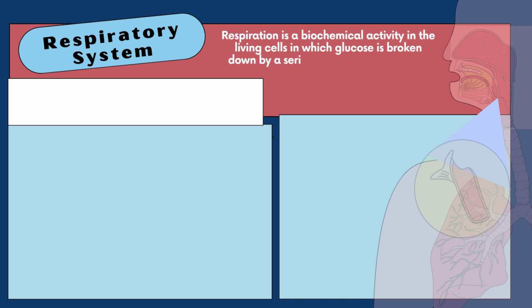Recall that respiration is defined as a biochemical activity of the living cells in which glucose is broken down by a series of reactions controlled by enzymes to release energy. So in the process of respiration, oxygen is taken in to break down the food substances, that is glucose, and release energy, carbon dioxide, and water. Carbon dioxide and water are regarded as the waste product or byproduct of respiration. And the energy released in the process of respiration is used by organisms for various life processes.